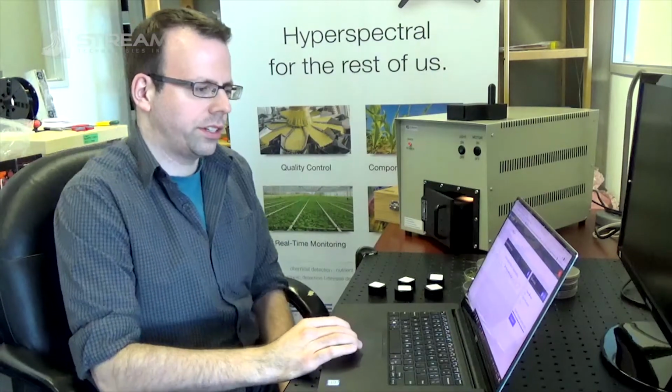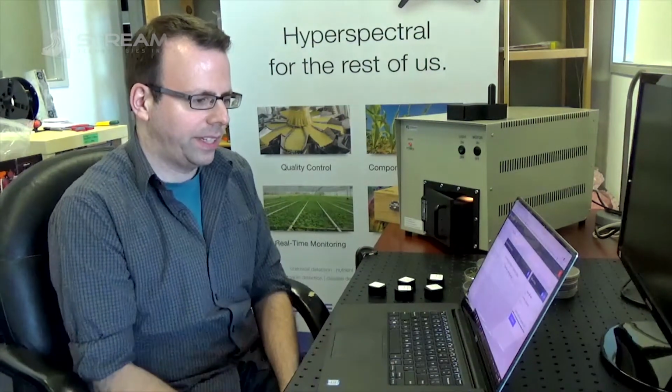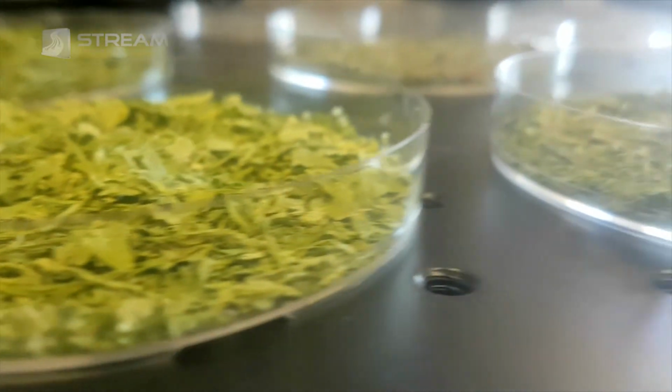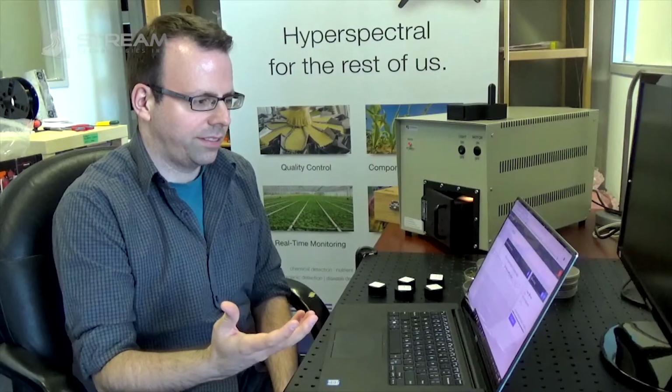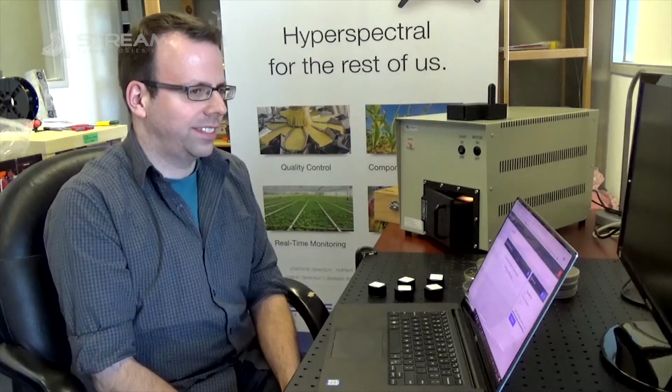So now when you're looking at a project, you basically have an unknown sample that you want to identify. In this case, we have different dried green herbs and spices that we want to try and identify using our project. You can set the capture count to as many as you like. You should do probably at least 10 or so, just so that you get an idea of whether you're just getting lucky or to see how accurate your algorithm can be.